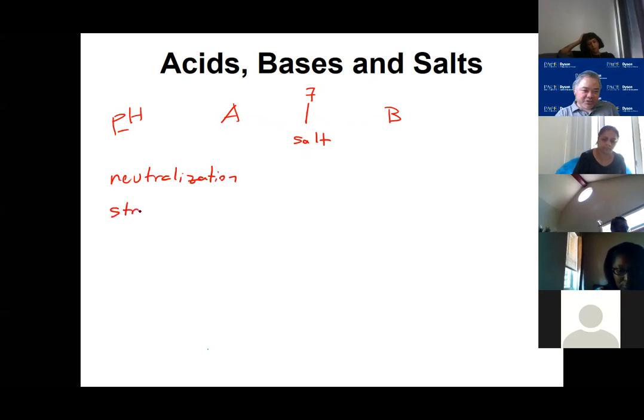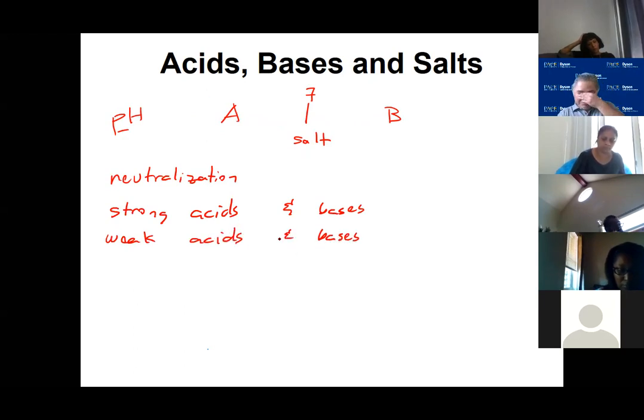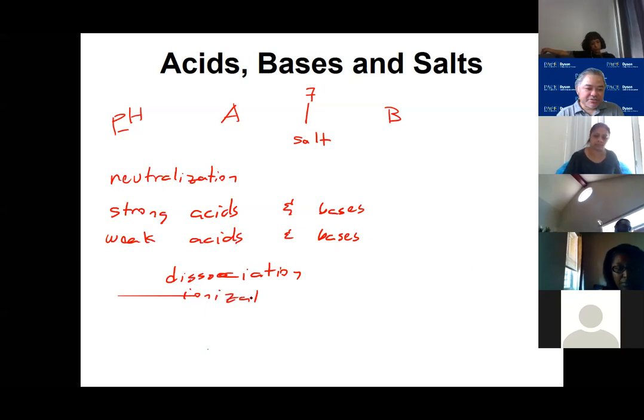And then you should also know about the strong acids and bases and weak acids and bases. So how do we describe strong and weak? It has something to do with dissociation or ionization. If it's 100%, then that's strong. Less than 100%, it's weak.